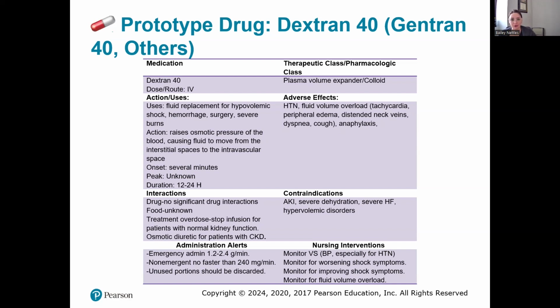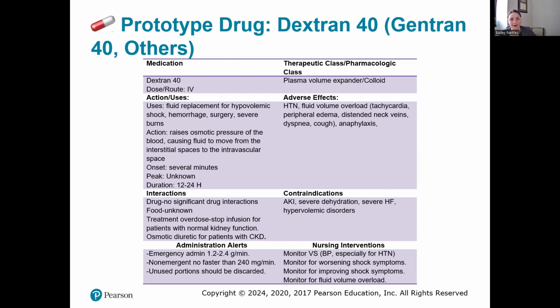Contraindications, kidney injury, right? If I have an acute kidney injury, I shouldn't get a bunch of volume expanders because I'm not going to be able to pee out what I don't need, okay? Severe dehydration. It's not going to help. It's going to make it worse. We don't use dextran for that. Severe heart failure. If you're in heart failure, you should not receive fluids, especially a large amount of fluids, and especially a volume expander, okay?